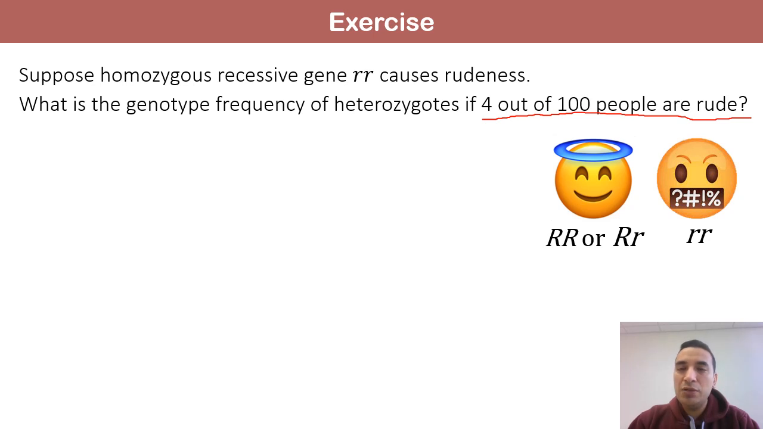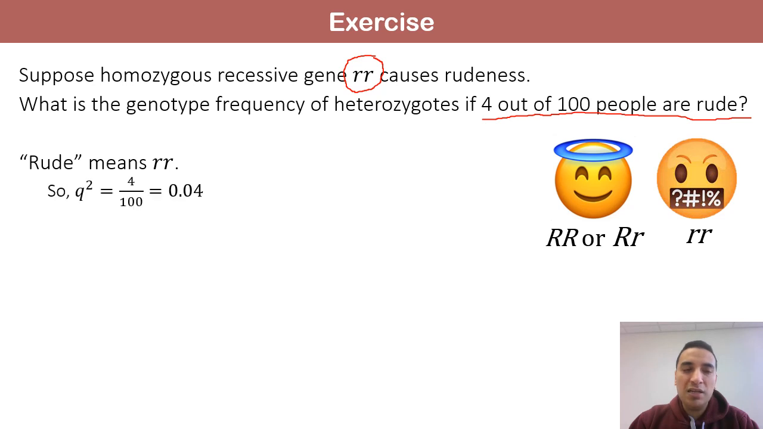We know that 4 people are rude, and rude is caused by r, right? And it's a genotype frequency. So rude means r, little r. So q squared equals 4 out of 100, so 0.04, right? If q squared equals 0.04, then we know that q must be 0.2. You just take the square root of 0.04. Okay. If you do that, now you know q.